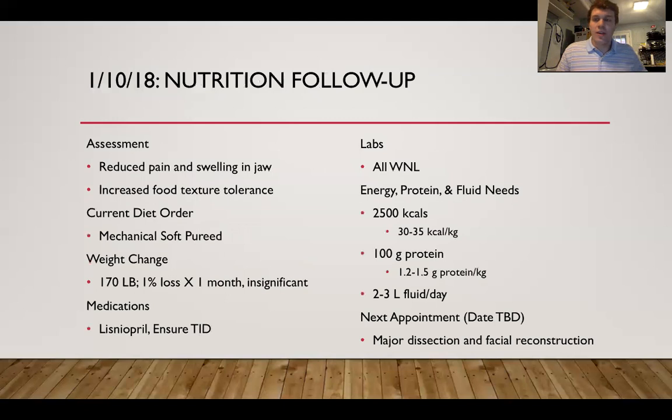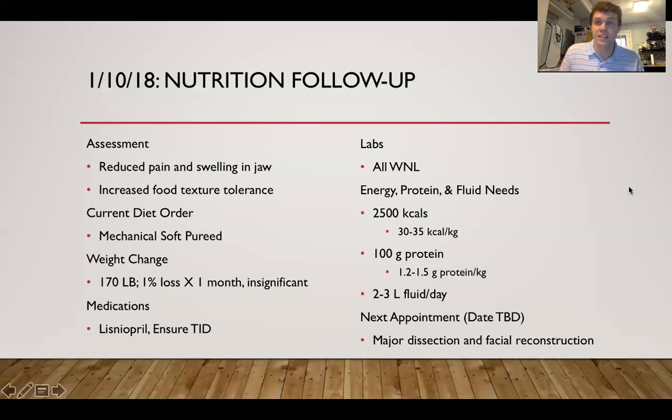So on the 1st of January, this was my formal nutrition follow-up for him. So outside of nutrition rounds, I noticed that there was Mr. C reported reduced pain and swelling in the jaw, and I noticed the reduced swelling as well. He reported he had an increased food texture tolerance. He was currently on the pureed diet. He had lost 1% of his weight over the course of 1 month, which is insignificant but undesirable for somebody who's recently been diagnosed with cancer.